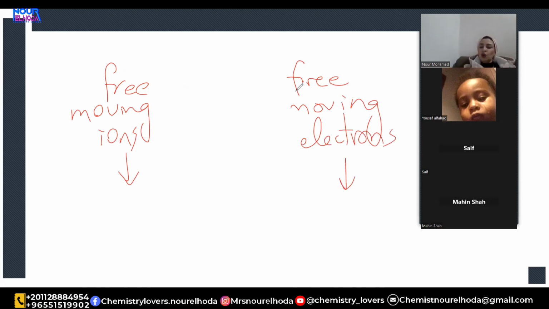Free moving electrons. Who has free moving electrons? Metals. Because in metals, there is a positive ion surrounded by a sea of delocalized electrons. So that's why all metals conduct electricity. If I ask you why sodium conducts electricity, why magnesium conducts electricity, why aluminium conducts electricity, you will say because they have free moving electrons.